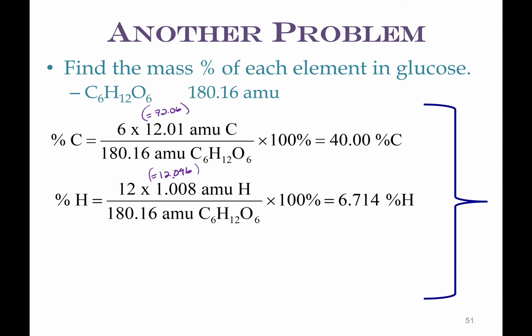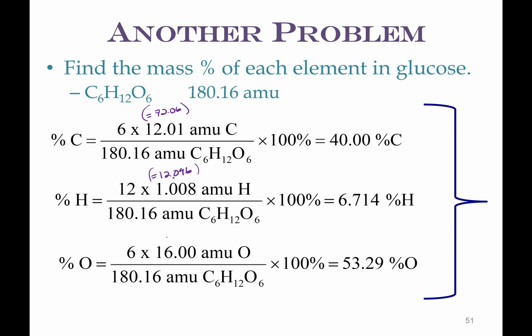and we get 6.714% hydrogen. And then for the oxygen, we have 6 times 16, or what is this equal to? 96. So you could take 96 divided by 180.16 and get 53.29% oxygen. So these would be your answers for this mass percent.